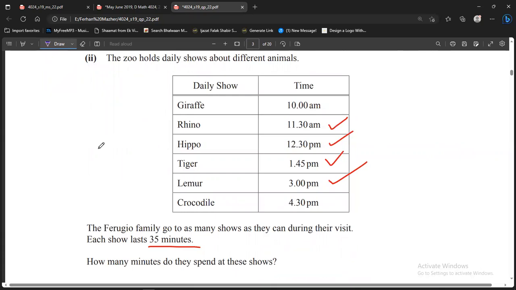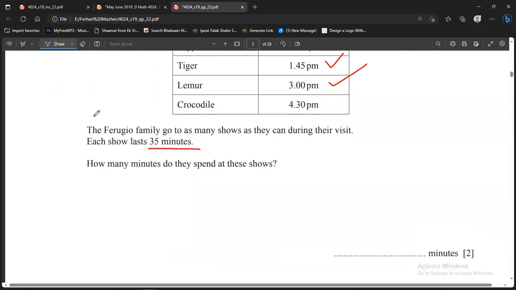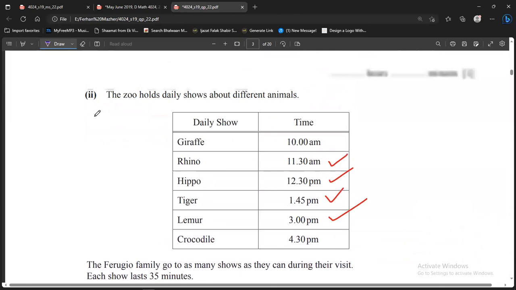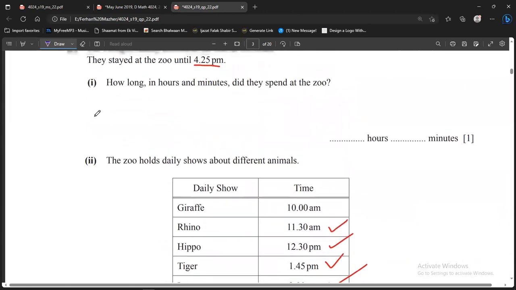The zoo holds daily shows about different animals. Giraffe, the show starts at 10 a.m. The show for the rhino starts at 11:30 a.m. Hippo starts at 12:30 p.m. And tiger starts at 1:45 p.m. And lemur at 3 p.m. And the crocodile show starts at 4:30 p.m. The Ferrigo family go to as many shows as they can during their visit. Each show lasts 35 minutes. How many minutes do they spend at these shows? Okay, you know, they arrived at the zoo at 10:50.